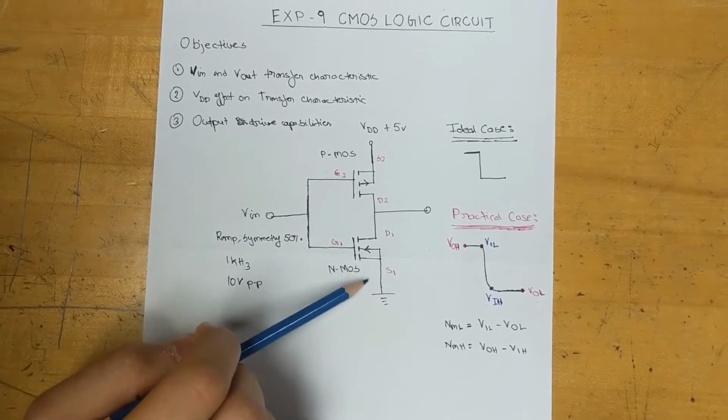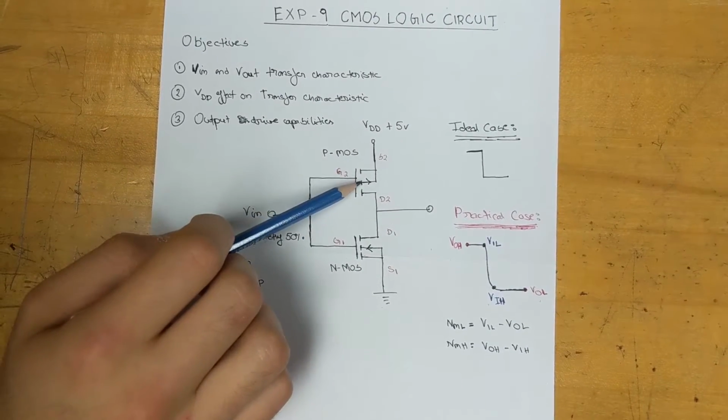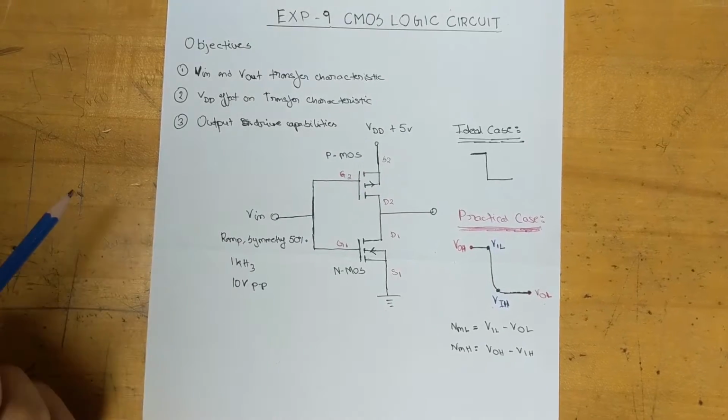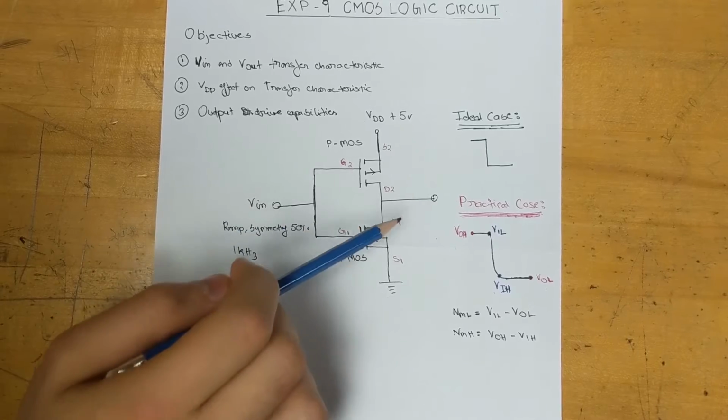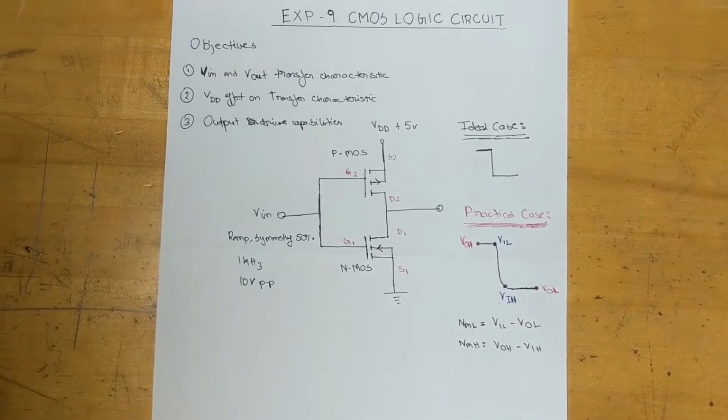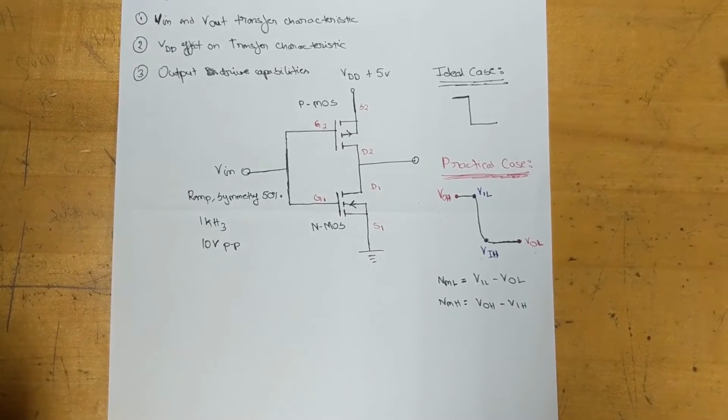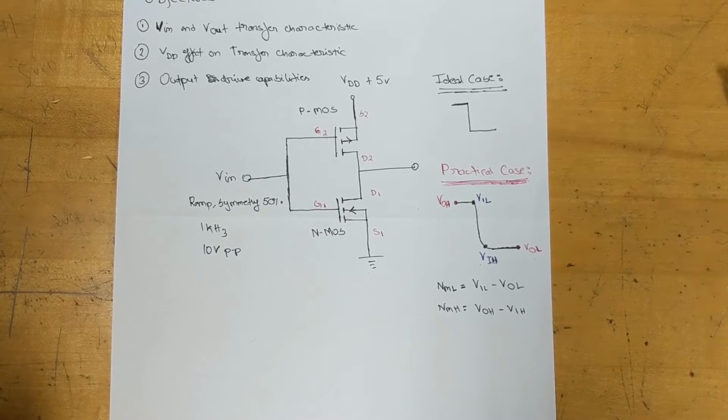The source of the NMOS is connected to the ground. The source of the PMOS is connected to the supply DC voltage, and the two gates are connected together with their inputs. The output is taken from the two drains. For the first part, we're going to see the input-output characteristic of our CMOS inverter.